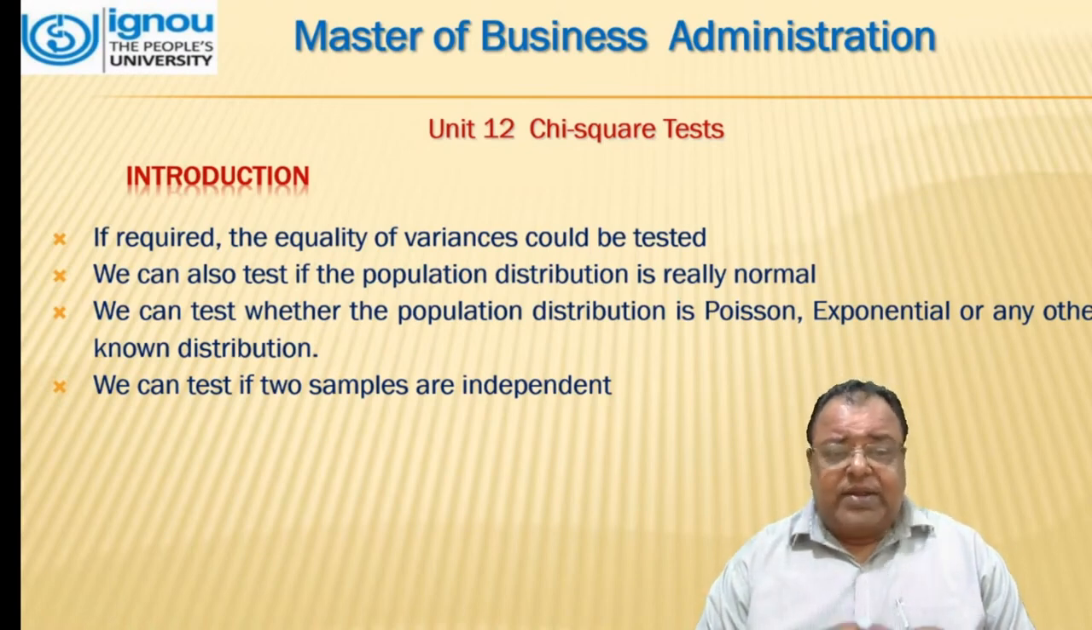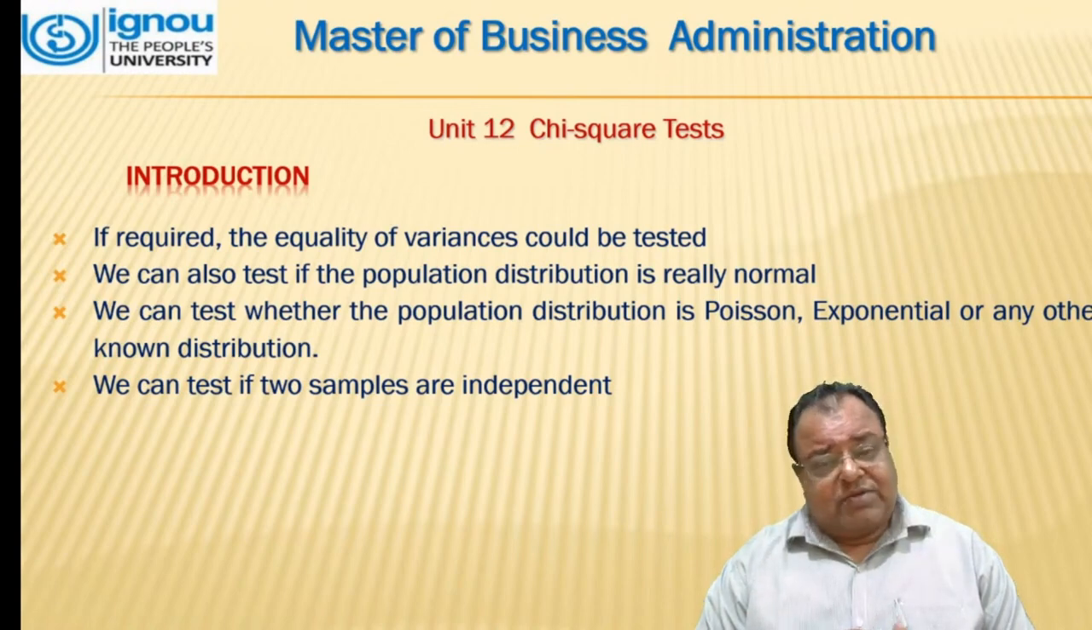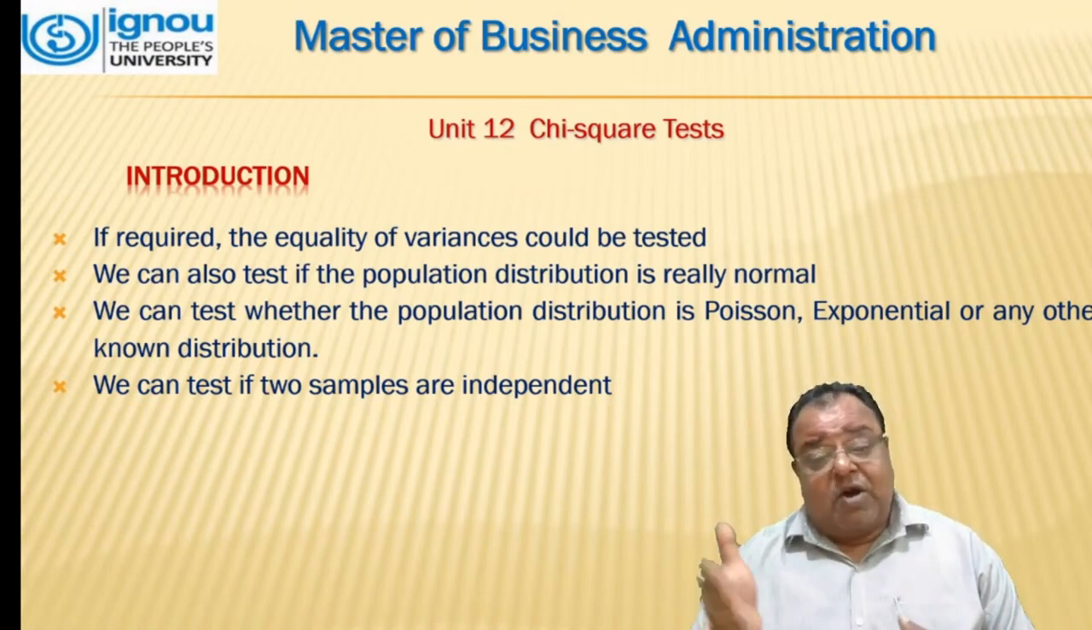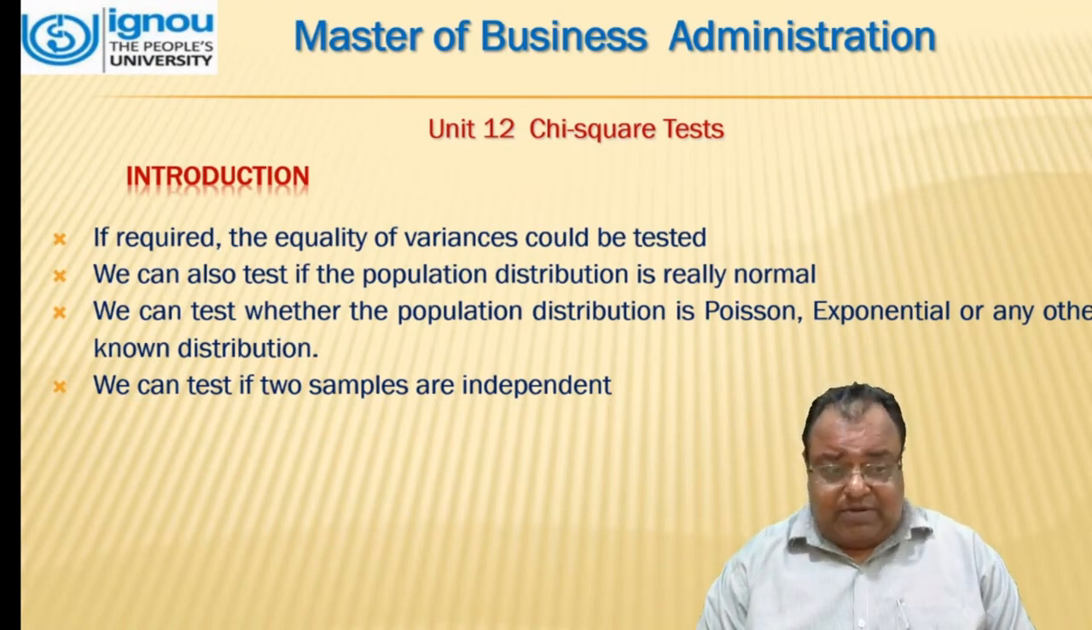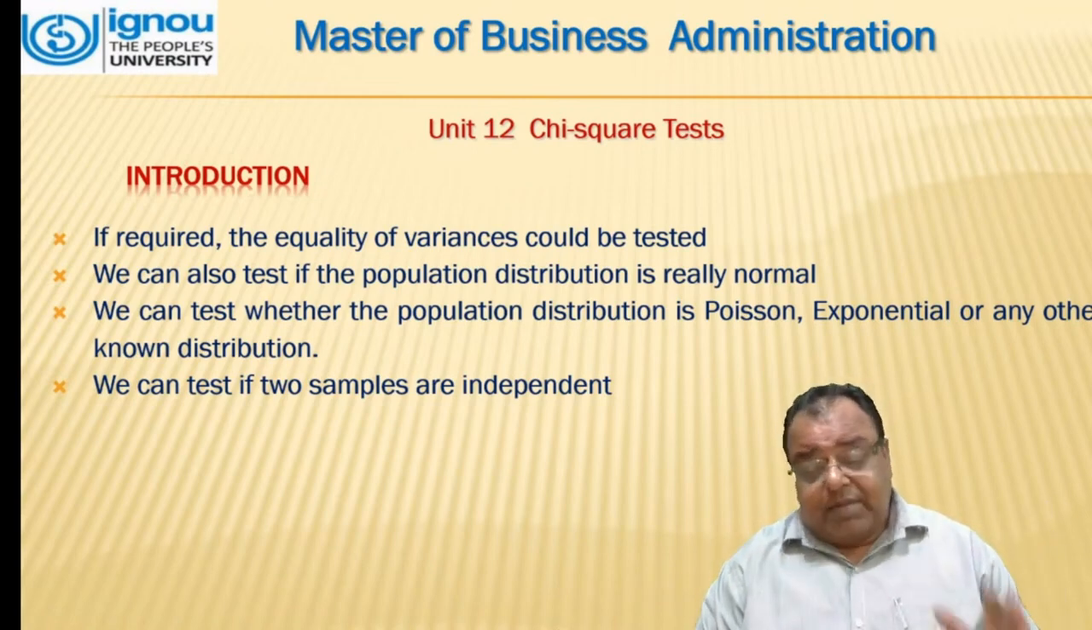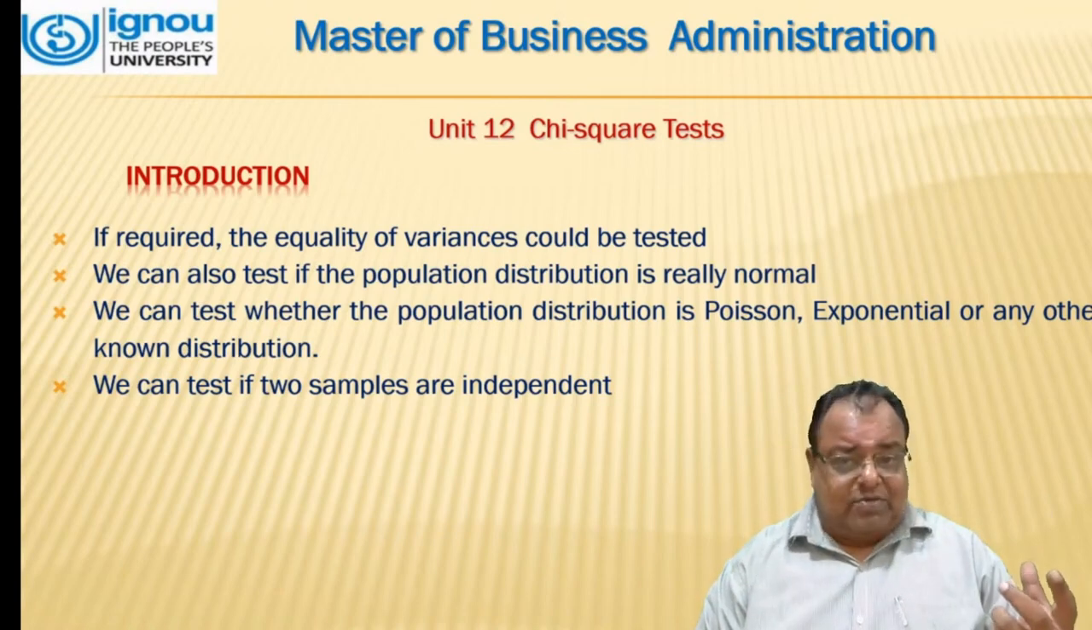With it, the equality of variances can be tested. We can also test if the population distribution is really normal. We can test whether the population distribution is Poisson, exponential, or any other known distribution. Or we can test if two samples are independent. These are the conditions where we apply chi-square test.